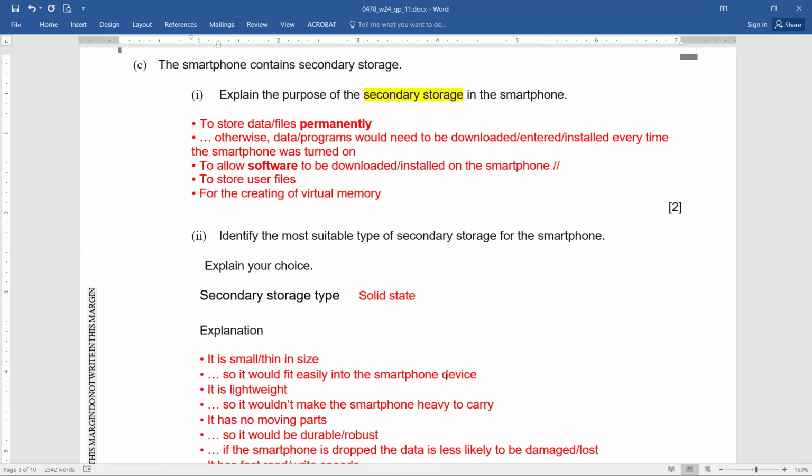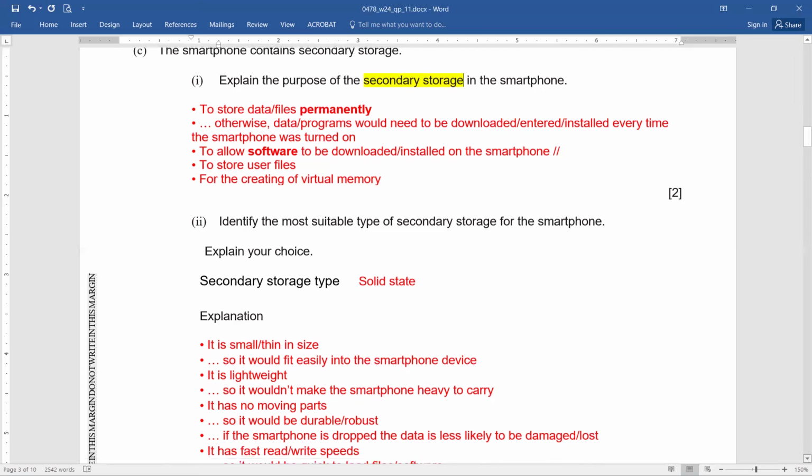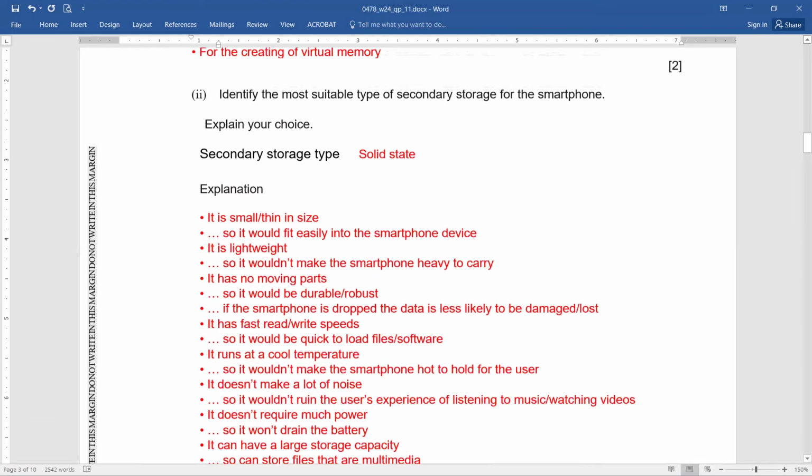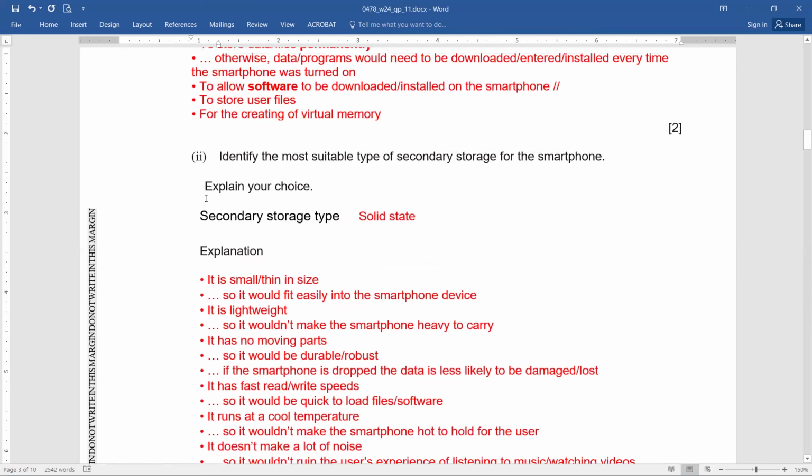So what is the biggest advantage? It's small, thin in size. Let's see the marks first, and then we'll discuss the answer. A 4-mark question means that I am expected to explain my answer. Small or thin in size means it would fit easily into the smartphone. It's lightweight, so it wouldn't make the smartphone heavy. It has no moving parts, which means it would be durable.